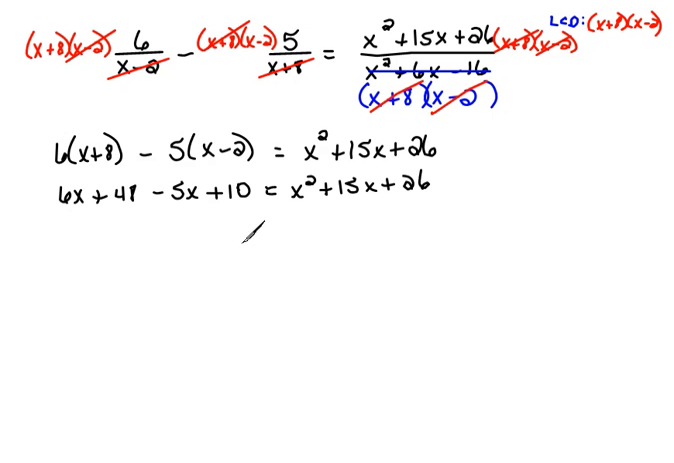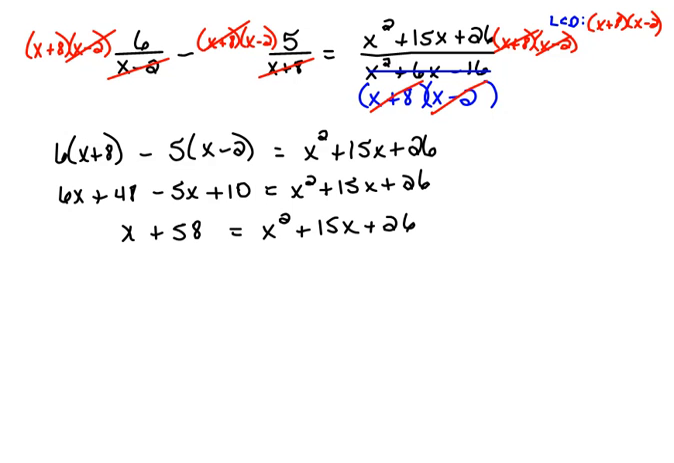Right, now we can start collecting our like terms. So here on the left-hand side, we have 6x minus 5x is x, plus 48 plus 10 would be plus 58 equals x squared plus 15x plus 26.